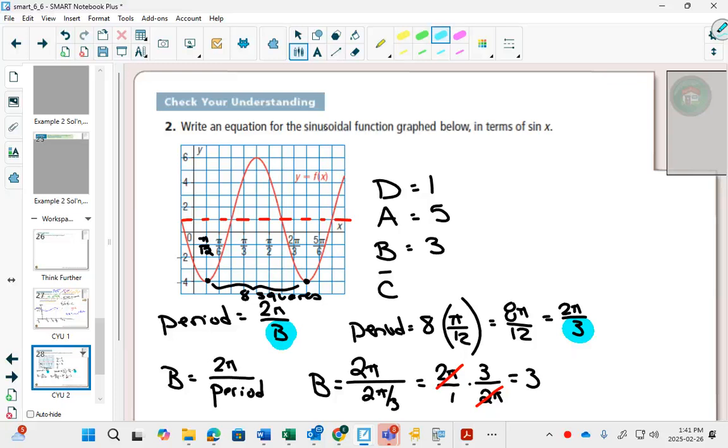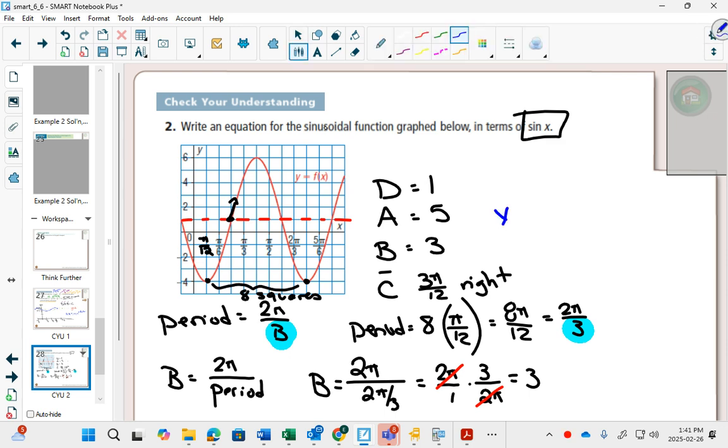Next, our C value. You don't have to draw the dotted line. They didn't draw the dotted line. But we want a sine graph. So if we look at the question here, we want a sine graph. Where does a sine graph start? In the middle, going up. Can I find a point in the middle going up right here? There we go. What is that? That is 1, 2, 3 boxes to the right. So my C value, I have to shift things 3 pi over 12 to the right.